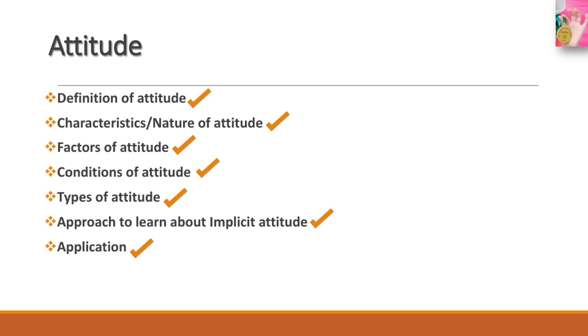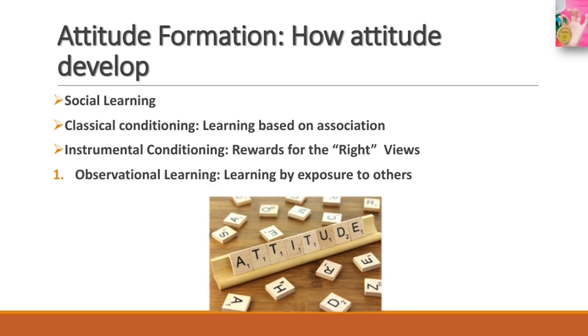If yes, you have watched that, then in this video we will discuss attitude formation, in which we will discuss how attitude develops. We'll discuss social learning, classical conditioning, which is learning based on association. After that we will discuss instrumental conditioning, which is rewards for the right views. And after that, observational learning, which is learning by exposure to others.